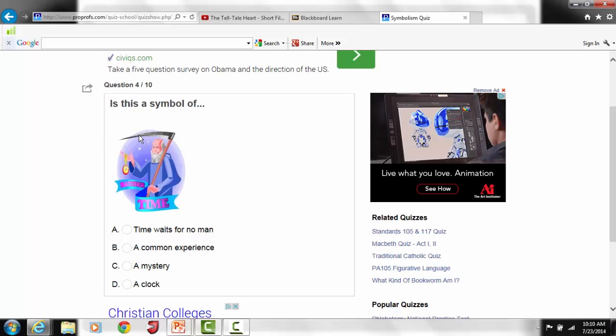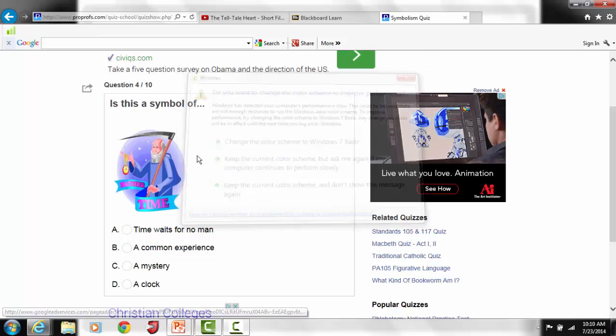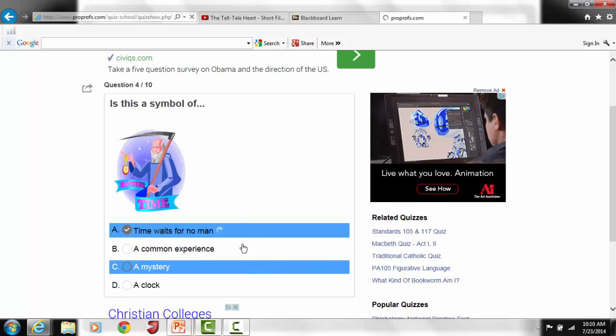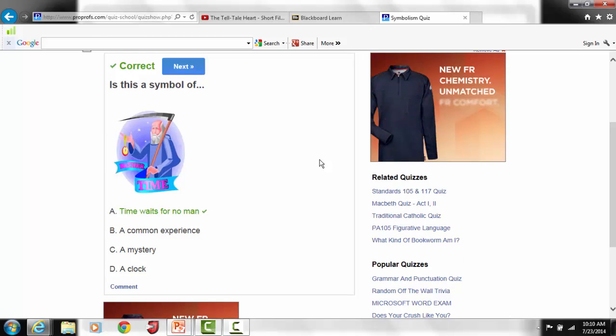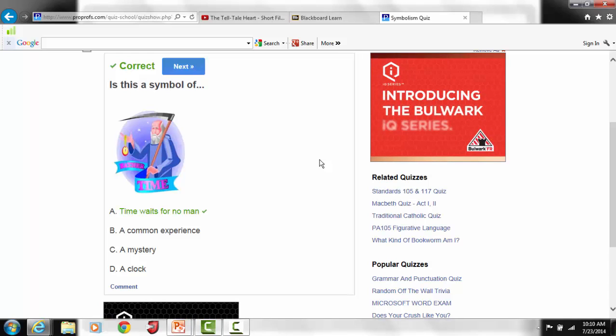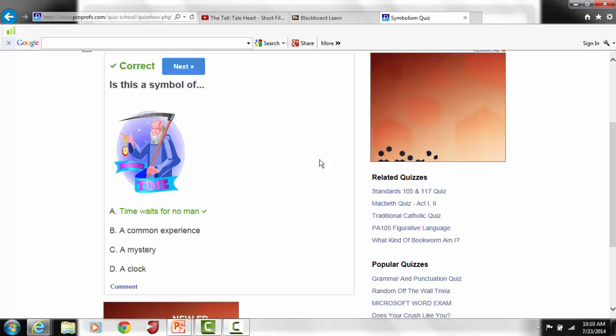So if you had to assume, based off of the evidence here, what would you assume that this image symbolizes? That time waits for no man. And so I could continue to go forward, but I think students really at this point are getting a good idea. It is an object or a person that symbolizes and has greater meaning than merely what it is.